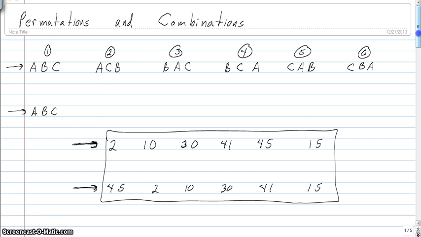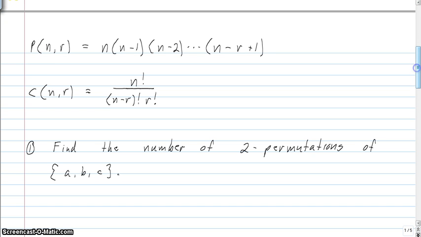Okay, so we've got 2 formulas that we're going to use. Here's a formula for permutations, and here's a formula for combinations. The way I like to read these is, the first one is the number of permutations of n objects taken r at a time. And same thing for the second formula: it's combinations of n objects taken r at a time. We'll work through some examples where we use these formulas.